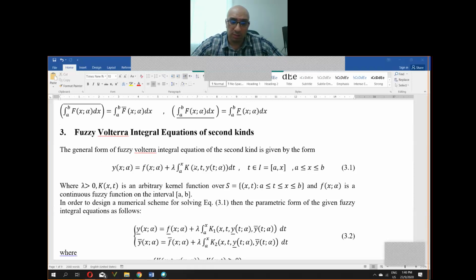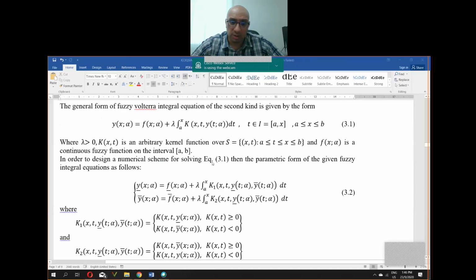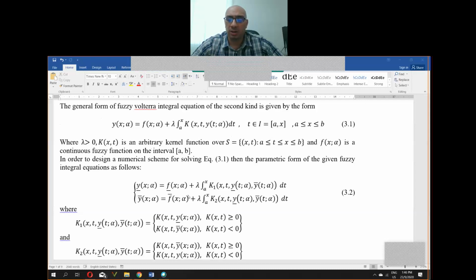And this is the fuzzy differential. Fuzzy Volterra integral equation, and this is the fuzzification. The fuzzification is under the crisp domain, but with more generalization.